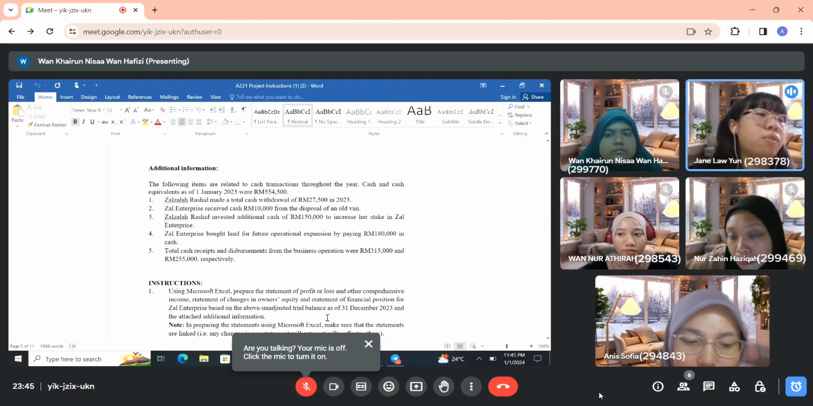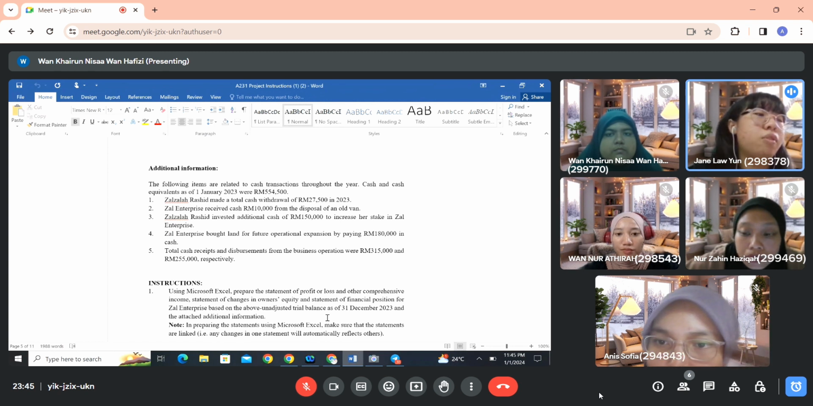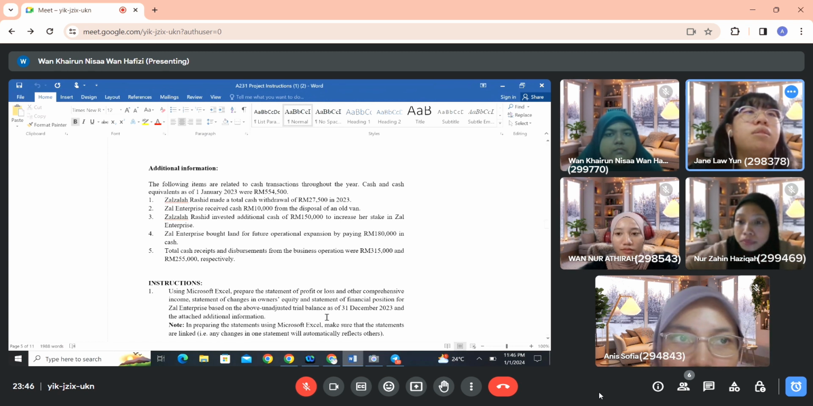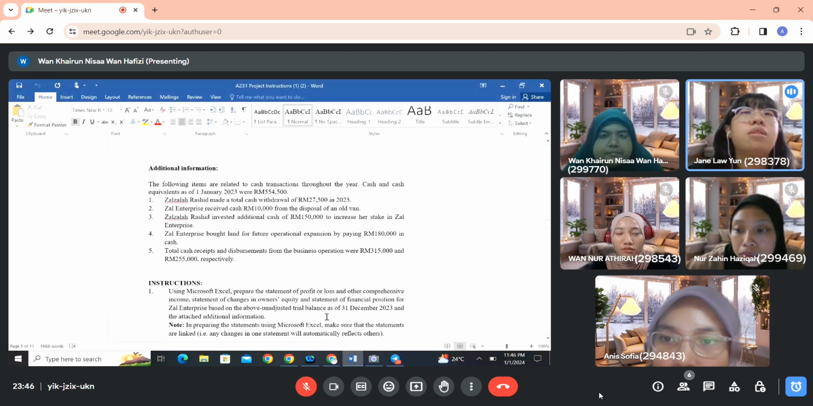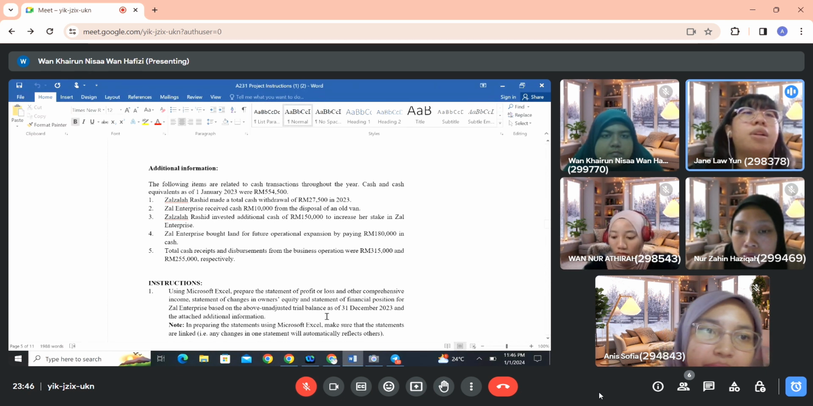Cash withdrawal debit. Second, ZA Enterprise received cash 10,000 from the disposal of an old van. Disposal of old van credit. Third, Zazala Rashid invested additional cash of 1,050,000 to increase her stake in ZA Enterprise. Investment by Zazala debit. Fourth, ZA Enterprise bought land for future operational expansion by paying 1,080,000 in cash.